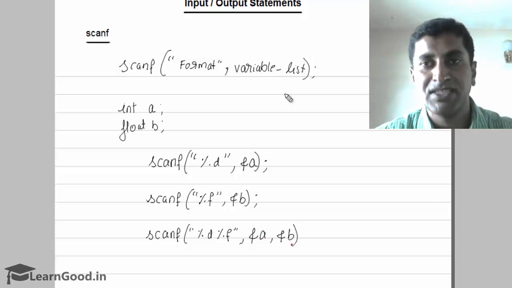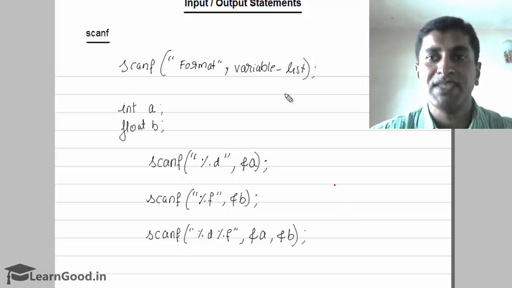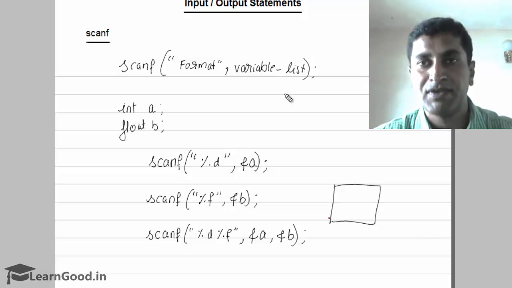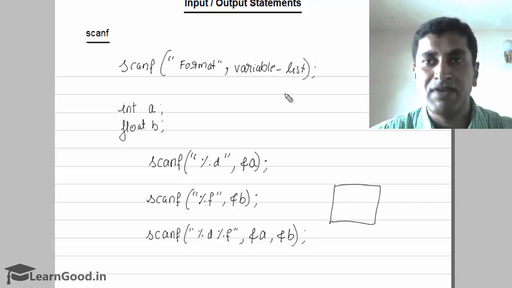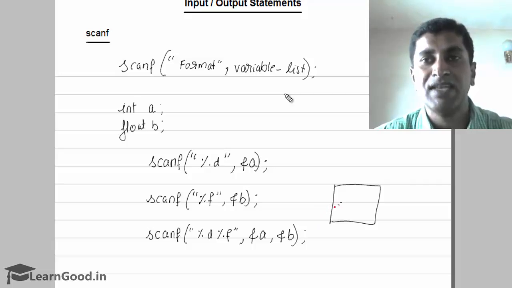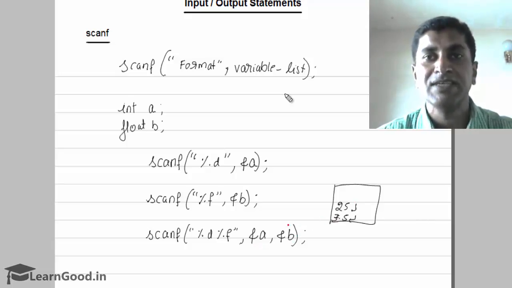So give an ampersand of B. So what happens here is when you run the program for this line, the cursor will be waiting until you press a value. So if I give a value 25 and then press the enter key, that 25 will be stored inside this A, and again the cursor comes to the next line and waits for the second variable value, that is B. So if I give the B value as 3.5 and then press enter, the 3.5 will be stored inside this B. The first value will be stored in the first variable, the second value will be stored inside the second variable.